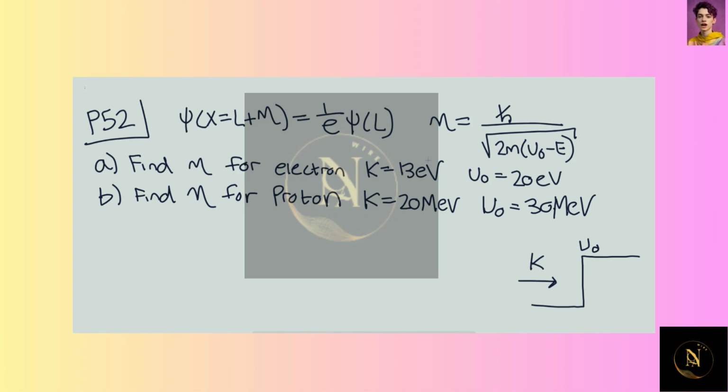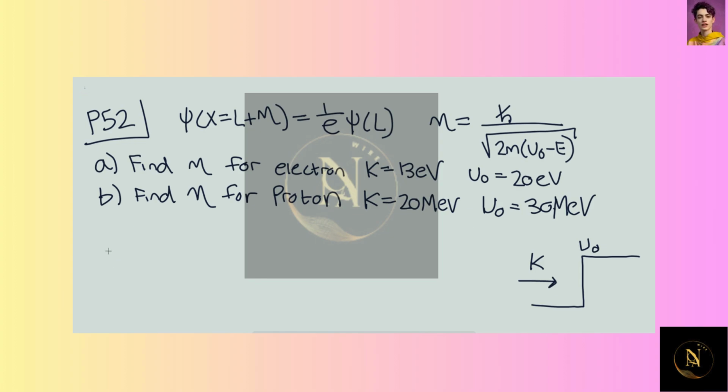And we are actually given a closed form expression for eta. So this ends up being relatively straightforward. All we have to do is plug in some numbers and get a result. So we have for part A, we find eta for an electron with kinetic energy 13 electron volts and a mu naught potential height of 20 electron volts, and then do the same thing for a proton with 20 MeV and u naught of 30 MeV.